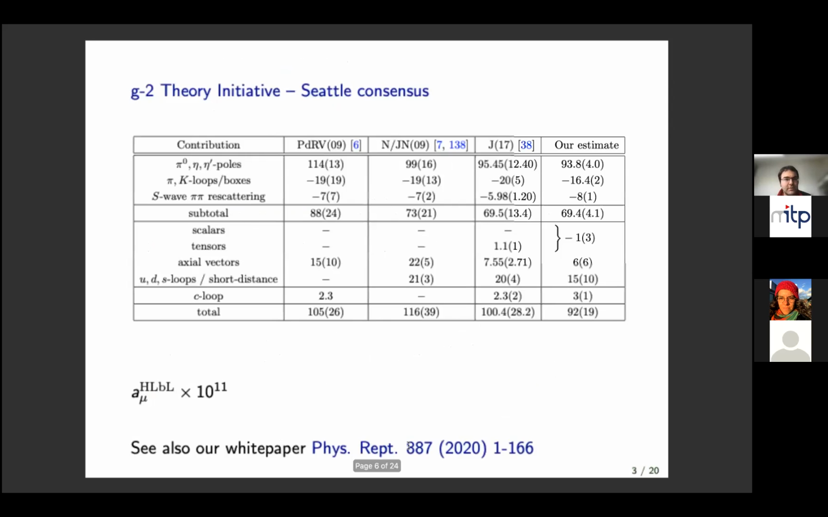I left the longer list of the references out of this slide. This is the summary then of the Seattle consensus, which is what I label here the number of the theory initiative that supersedes the Glasgow consensus. And in there, the results shown on the previous slide for the pion box, pion pole, and so forth were used. In addition, in the end, also Lattice QCD results were used and averaged, and actually had the effect of a slight reduction of all uncertainties. So the actual result in the g-2 theory initiative is based on this progress in the dispersive methods, but also in progress in Lattice QCD methods.